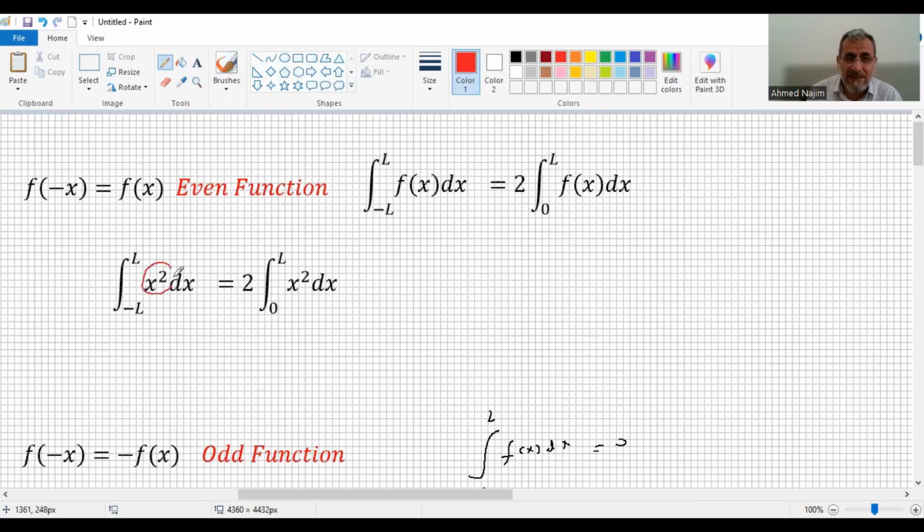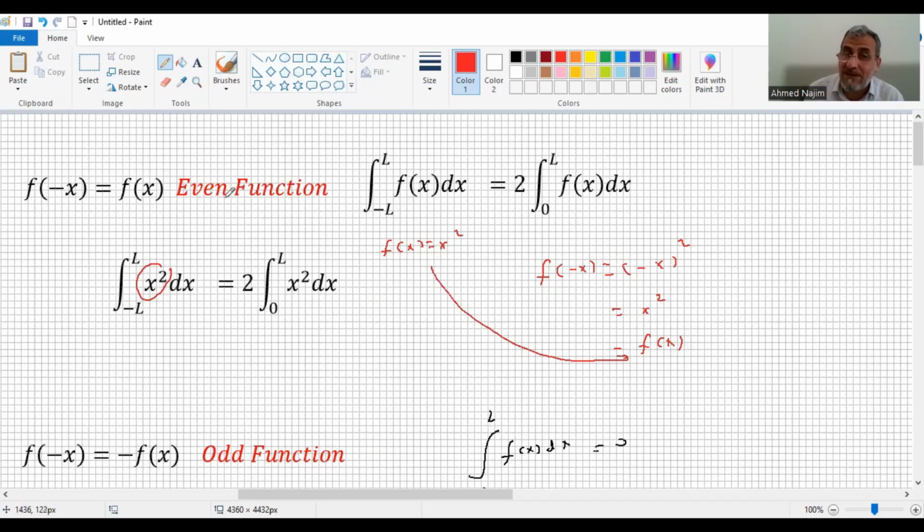Now, f is called an even function if f of minus x equals f of x, like x squared. Here, f of minus x is minus x squared, which equals x squared, that means equal to f of x, because f of x equals x squared. If I replace x by minus x, it will be x squared, that means f of x again. So it is even. So f of minus x equals f of x.